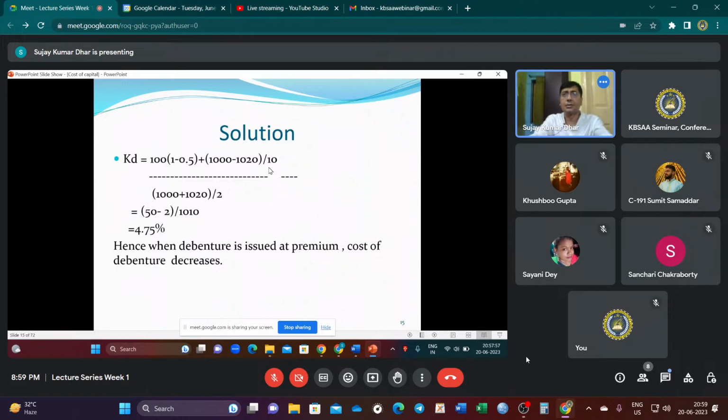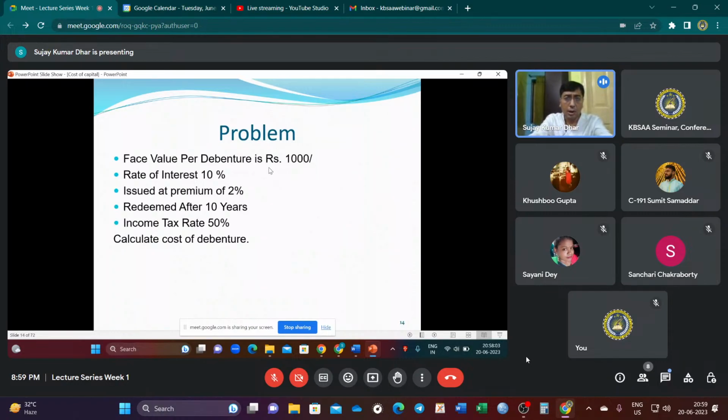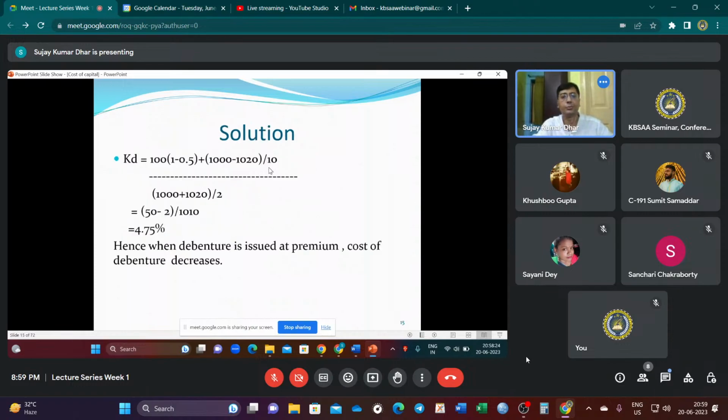Now you may ask, what has happened? The cost of debenture is decreasing because the company is issuing the debenture at a 2% premium. When the company issues at a premium, investors are paying a higher price. When the investor pays a higher price, the receivable of the company increases, while the payable of the company remains the same. So cost goes down.